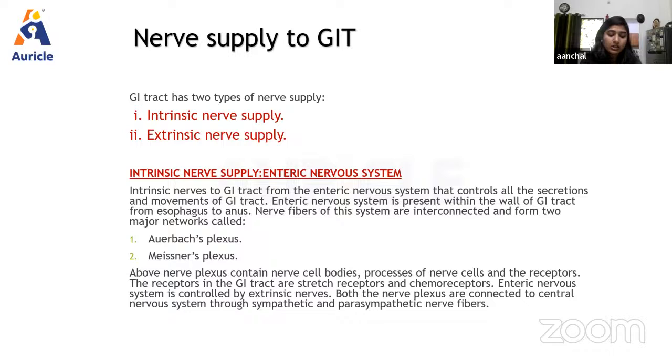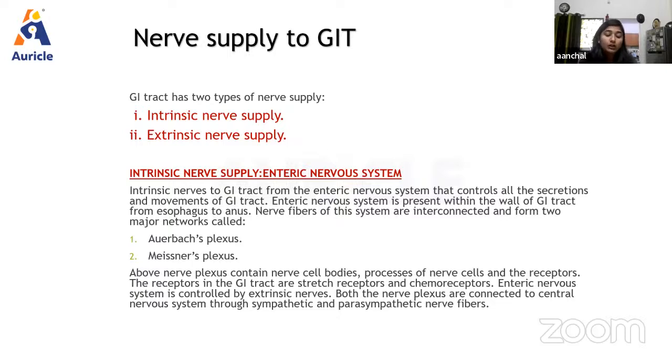The next we have the Meissner's plexus. It lies between the submucous layer and the inner circular smooth muscle layer. And again, as we have discussed, it is sensory in function and it is concerned with the control of exocrine and endocrine secretions by the cells in the GIT. It also innervates the submucosal blood vessels to control local blood flow.